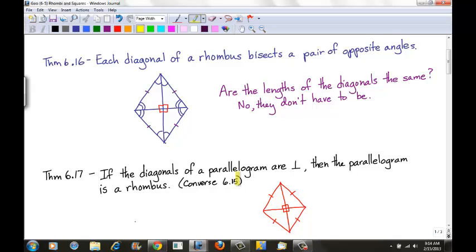So if the diagonals of a parallelogram are perpendicular, then the parallelogram is a rhombus. And that's actually the converse of 6.15. So if the diagonals of a parallelogram are perpendicular, then the parallelogram is a rhombus.